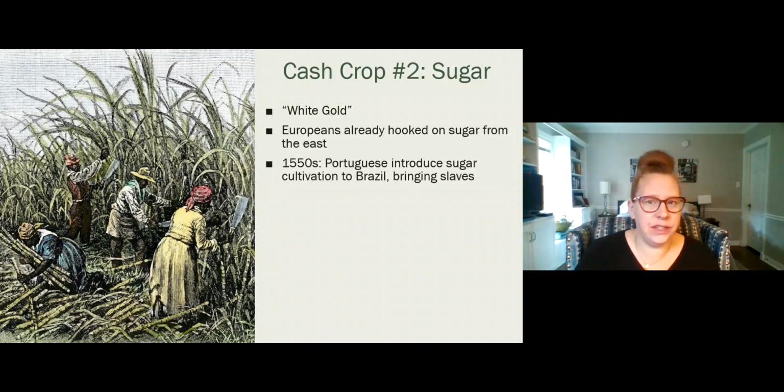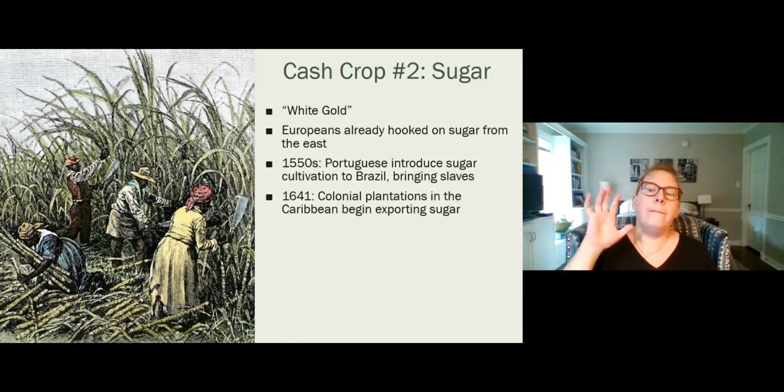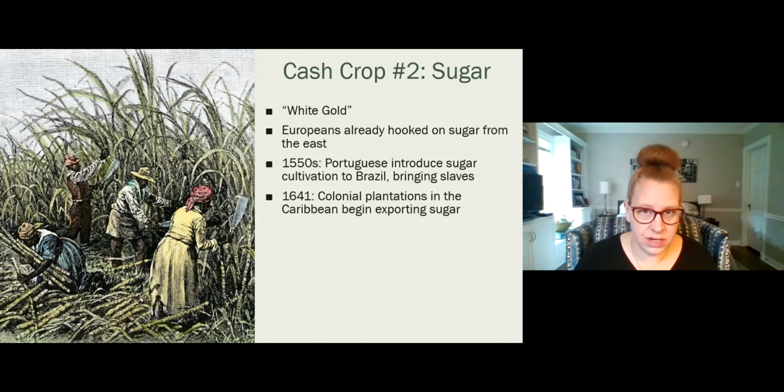In the 1550s, very early on, the Portuguese introduced sugar cultivation to Brazil. They bring some of their slaves to Brazil. They start cultivating sugar in Brazil. It's very, very easy to do, generally speaking. So sugar does very well in the Caribbean climate. But sugar is even more labor intensive and dangerous than tobacco.